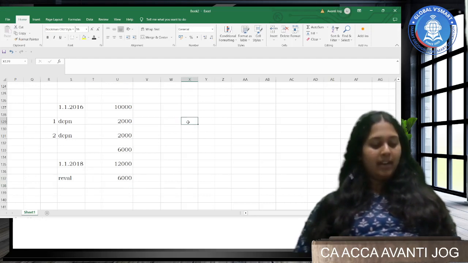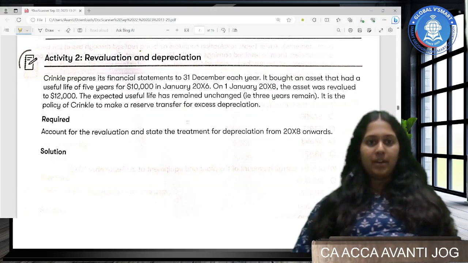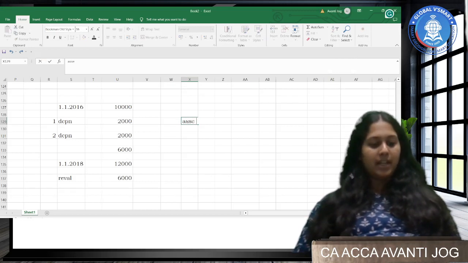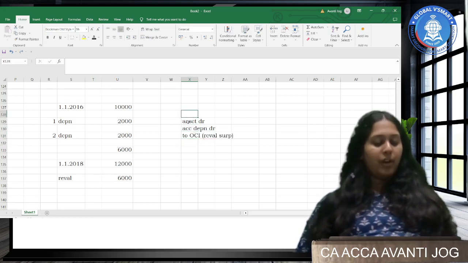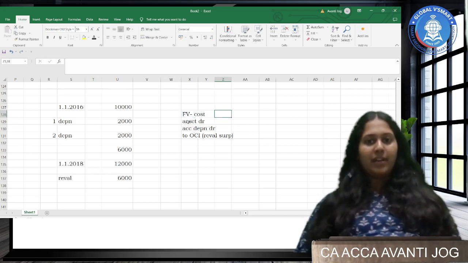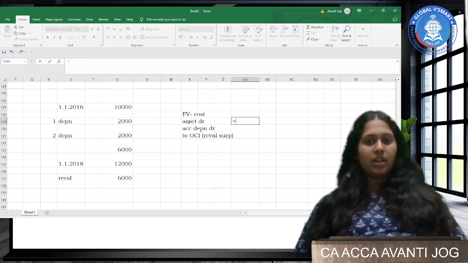Let's pass the entry. Entry kya hai? Asset account debit. Asset kaun si hai? We don't know. Asset account debit. Accumulated depreciation account debit, to OCI. That is the revaluation surplus. Correct? Okay. Asset account debit formula kya hai? Fair value minus cost. Fair value kitna hai? We know 12,000. Cost kitna tha? 10,000. This comes to 2000.